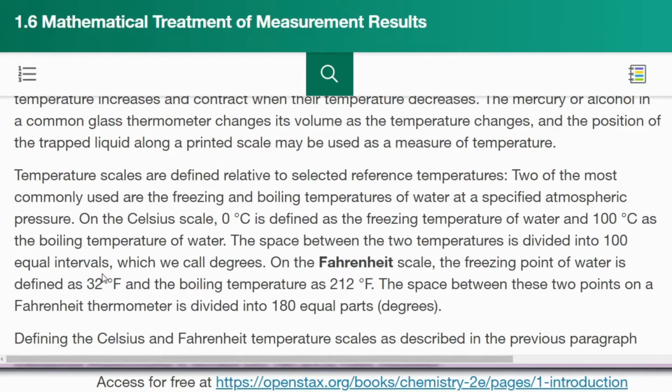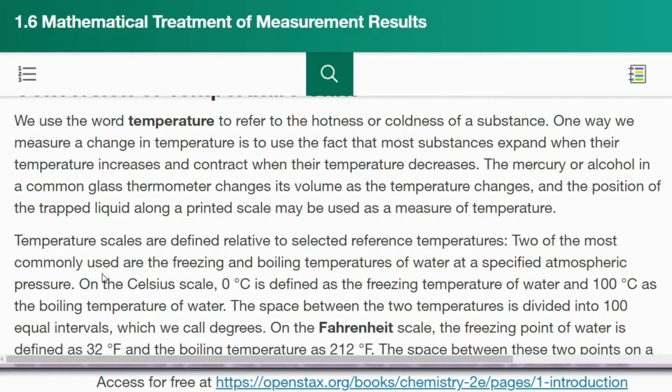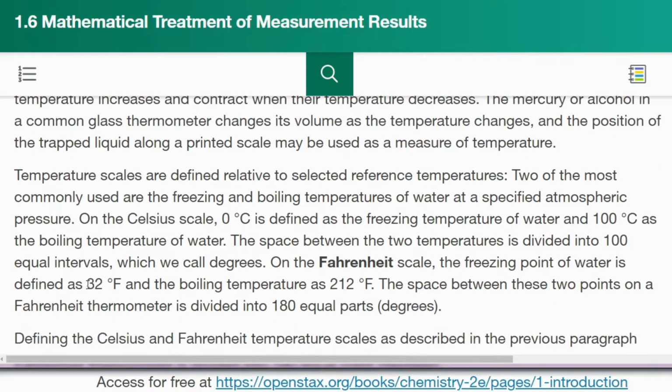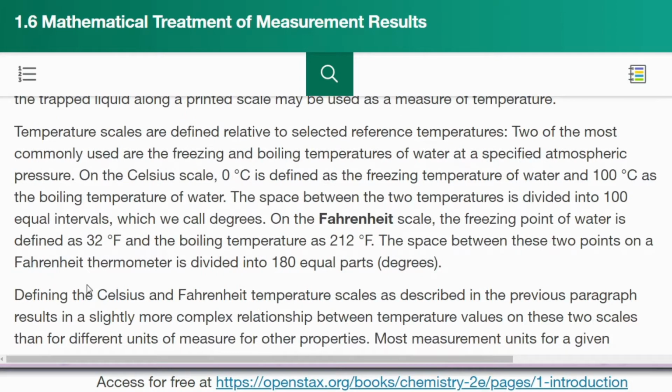Temperature scales are defined relative to selected reference temperatures. Two of the most commonly used are the freezing and boiling temperatures of water at specified atmospheric pressure. On the Celsius scale, 0 degrees Celsius is defined as the freezing temperature of water and 100 degrees Celsius as the boiling temperature of water. The space between the two temperatures is divided into 100 equal intervals, which we call degrees.